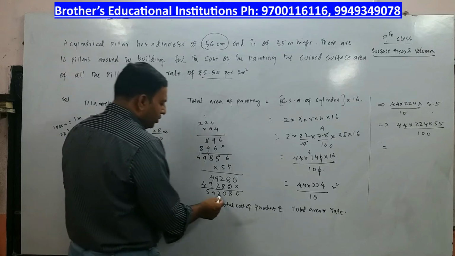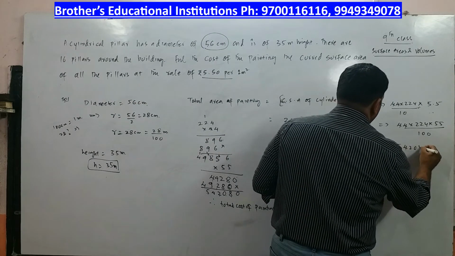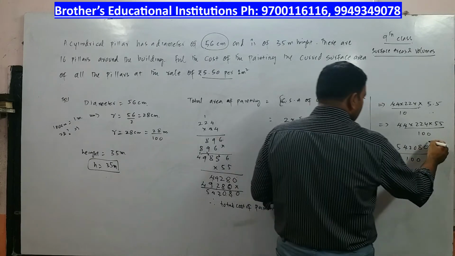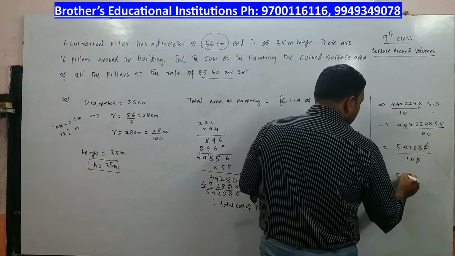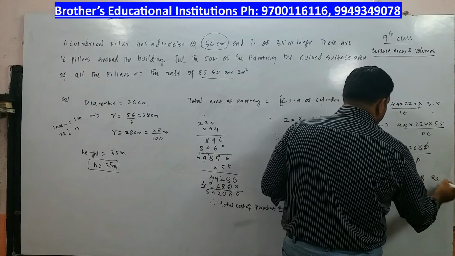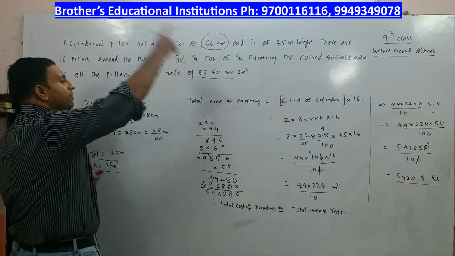So it is 542080. It is 542080 divided by 100. So the final answer will be, the 0 is cancelled, the final answer will be 5020.8 rupees, the total cost of painting the 16 pillars.